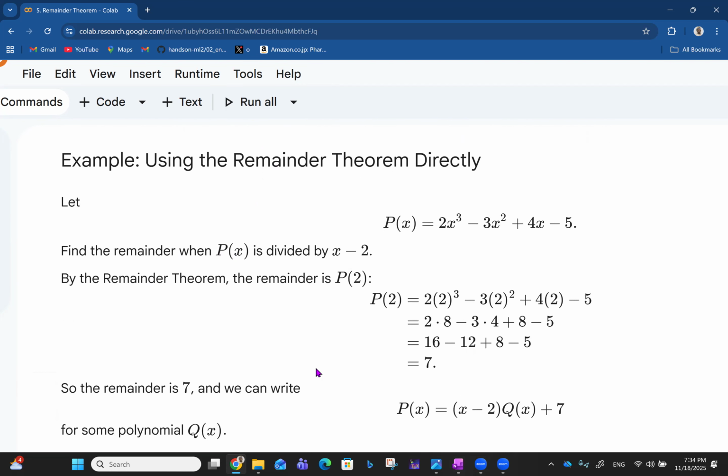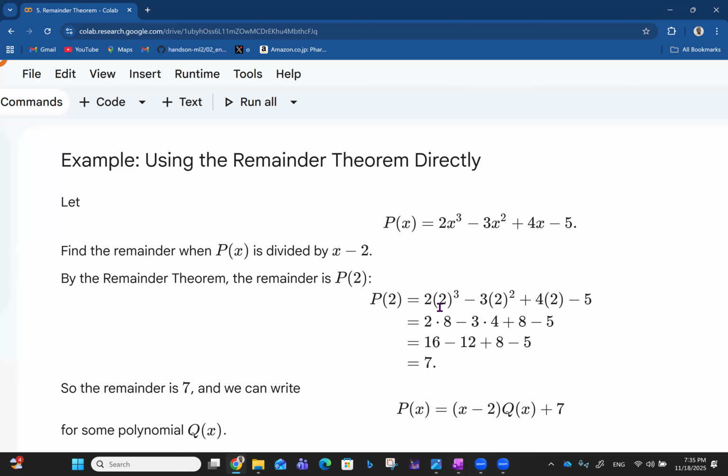So imagine, let p of x be 2x cubed minus 3x squared plus 4x minus 5. Find the remainder when p of x is divided by x minus 2. The normal thing you would do is set up the long division and start doing all the story. But because of this remainder theorem, life is so easy. Just say x minus 2 is 0, that means x is equal to 2. Substitute 2 into this expression, and whatever you get is your remainder. So by the remainder theorem, the remainder is p of 2.